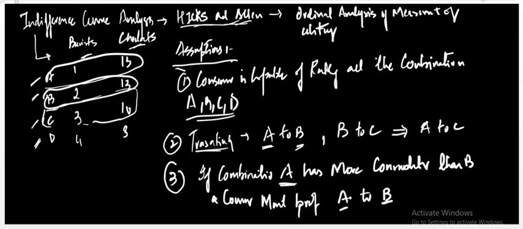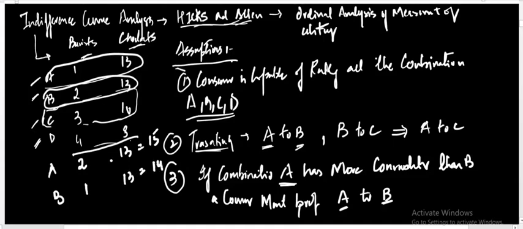Now taking an example, say for example we have the same example of the biscuits and the chocolates, and we have two combinations A and B. In this we have 2 biscuits and 13 chocolates. The total units are 15. However, in this case we have 1 chocolate and we have 13 units of biscuits. The total is 14. So this combination has more commodities as compared to this. So this must be preferred because more commodities will give him more satisfaction.